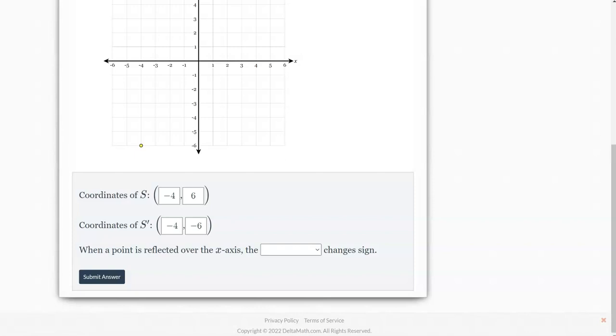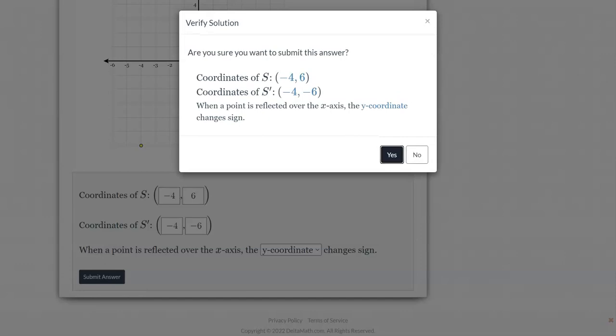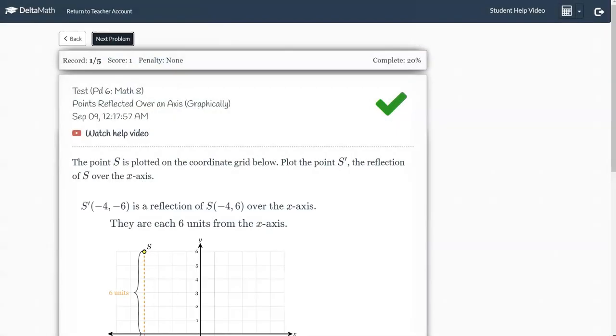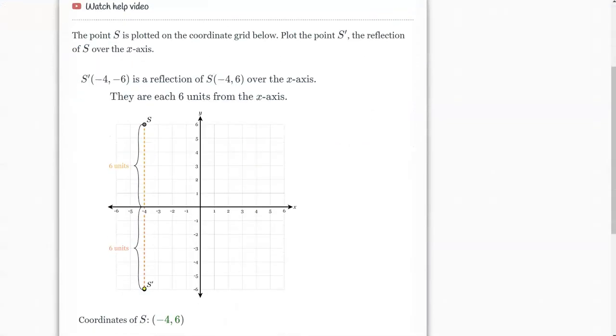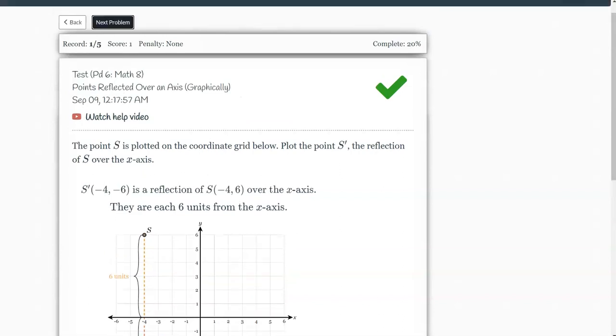They have different signs. So when a point is reflected over the x-axis, the y coordinate changes sign. Because that's what reflections are about, opposites. So if I'm reflecting over the x, I change the opposite number. I change the y. Right, so there's the animation. Let's try it again.